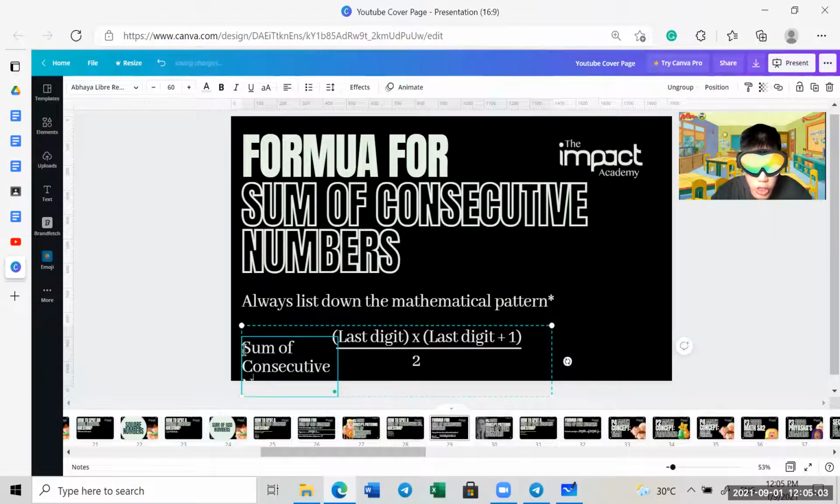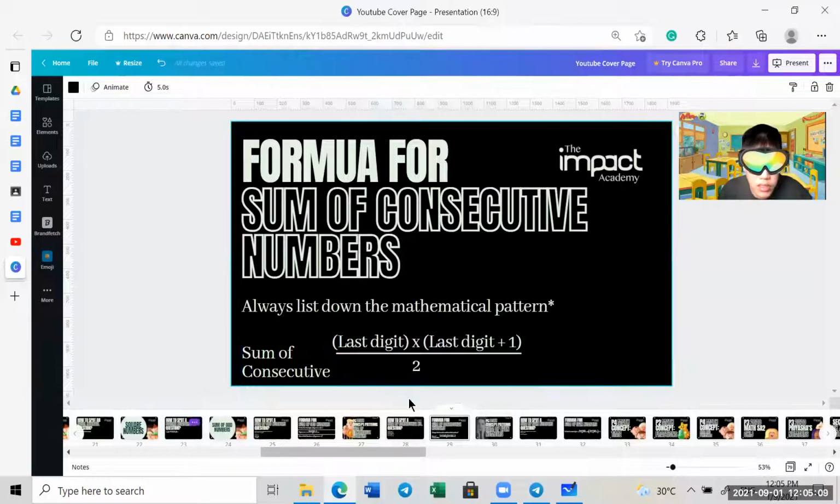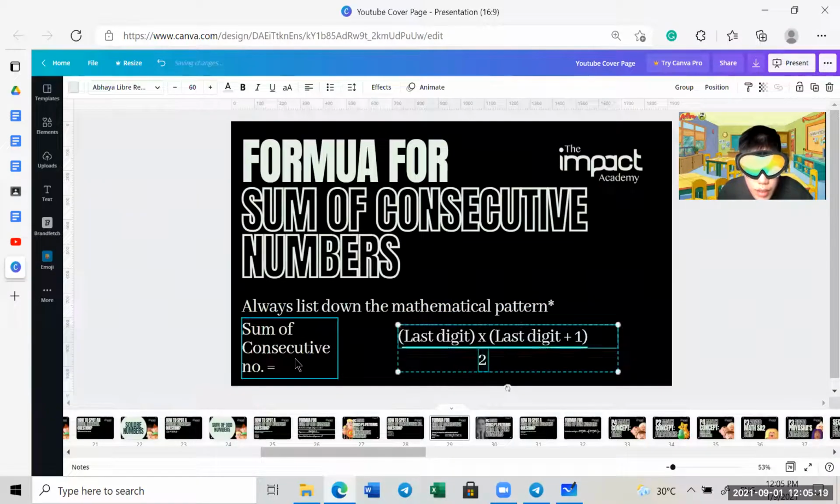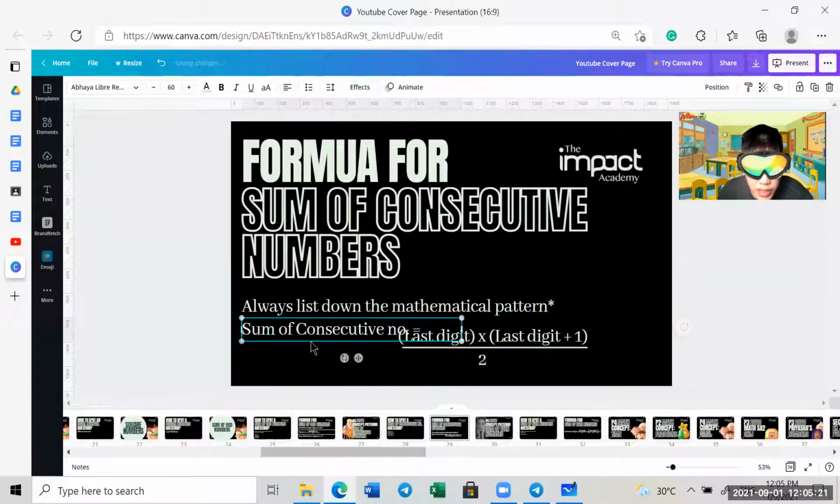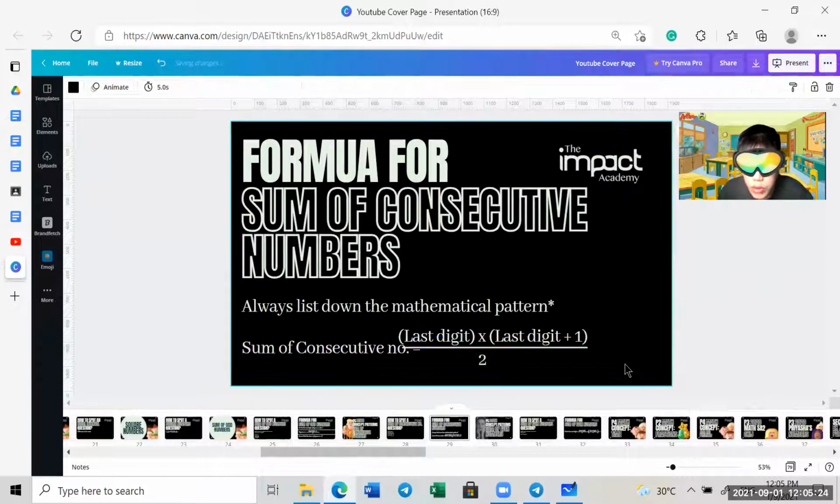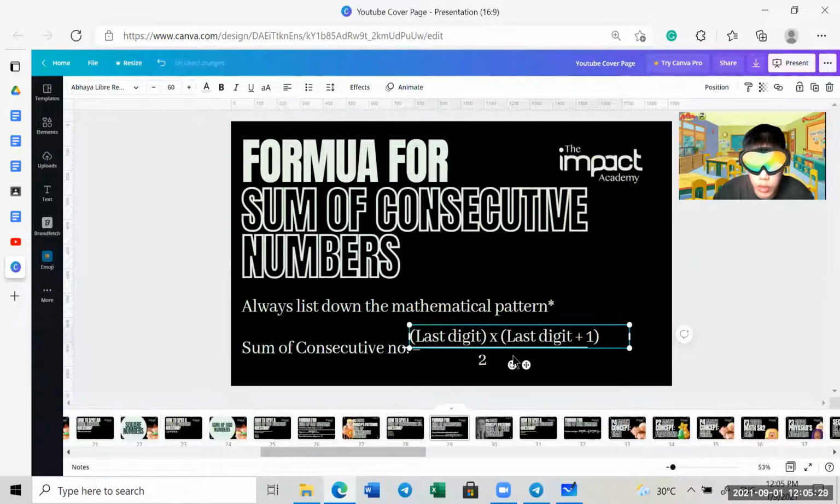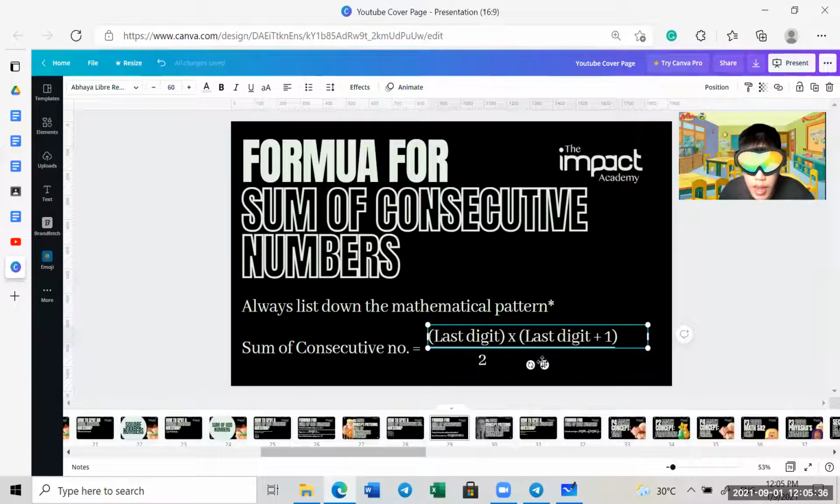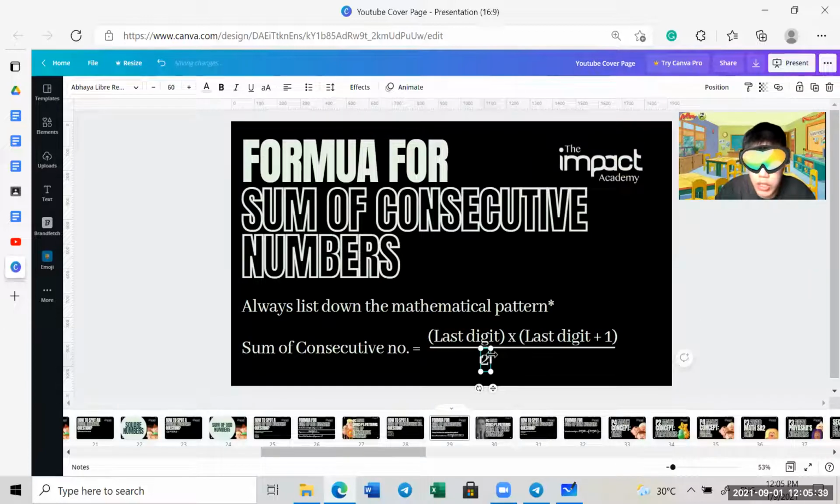I guess I forgot to change it because this was copied from my previous slides, which happens to be the figure number. So don't get confused, I apologize for that, but you just have to make the change. So this is the sum of consecutive numbers. In fact, if you are my student, you have my notes, you will see it's actually sum of consecutive numbers. I hope I have clarified this. Let me just shift this down a little bit. Now you can find the sum of consecutive numbers using this formula.